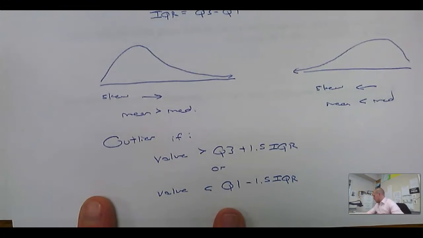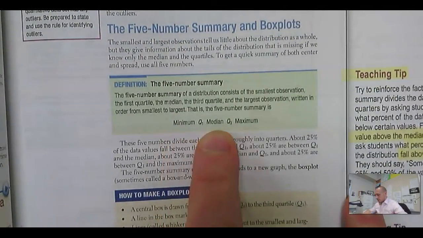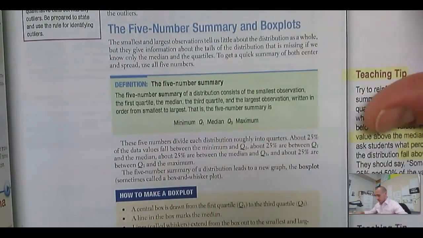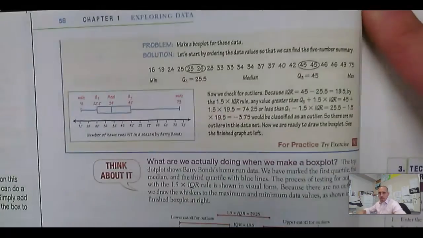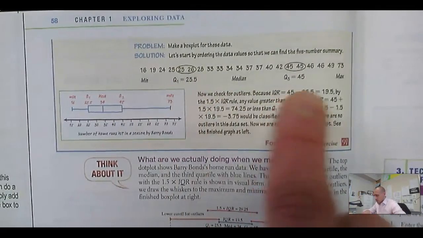When we start getting into box plots, they're going to give you a 5-number summary. The 5-number summary for the box plot is the min, the median, the max, quartile 1, and quartile 3. So here's an example. Here's the 5-number summary: the min, quartile 1, median, quartile 3, max.